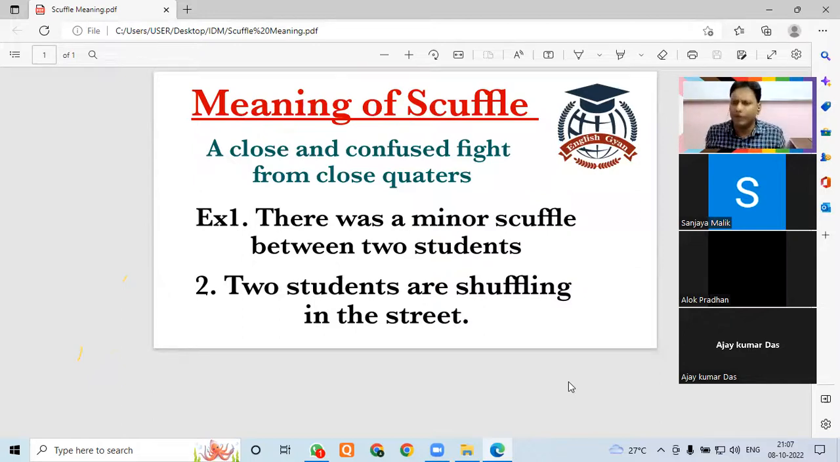Suppose you are far away, how can I just push you off? Impossible. So that is from close angles, but fight can be anything. Look, India Pakistan war.